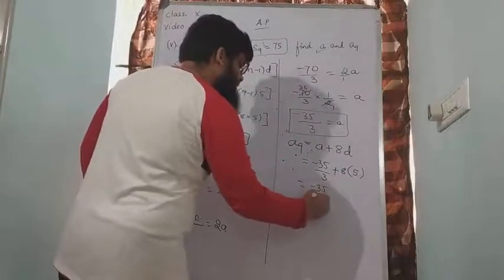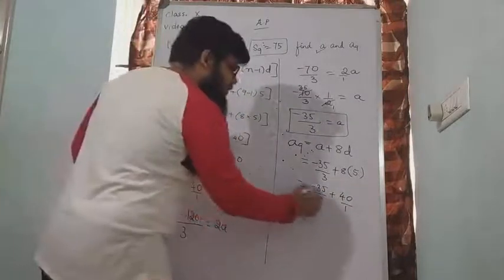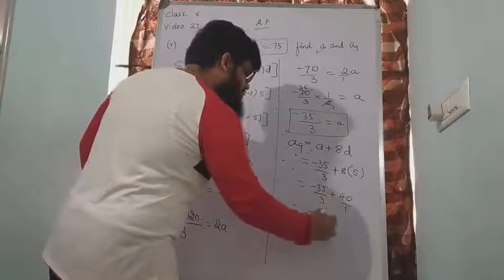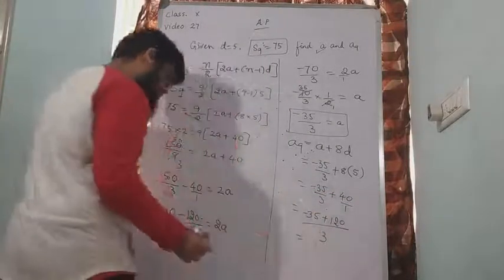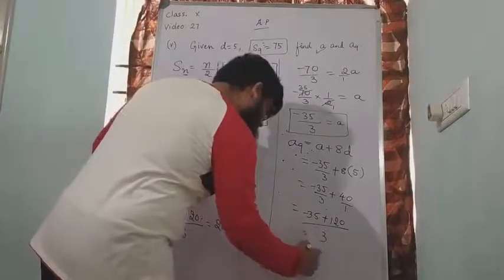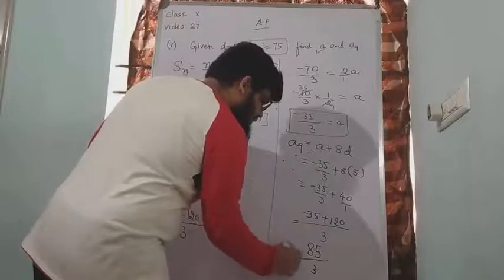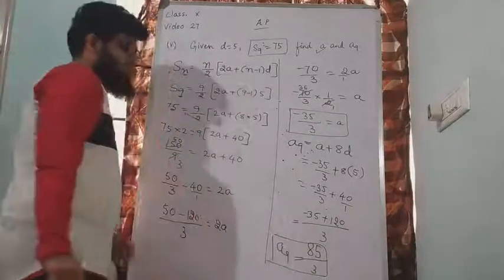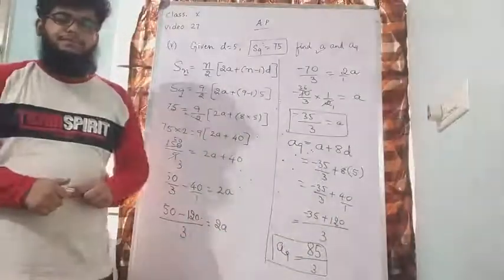Minus 35 by 3 plus 8 5s are 40. You can take it as 40 by 1. Minus 35 1s are minus 35 plus 40 into 3, 120 divided by 3. And minus 35 plus 120 is 85 divided by 3, and that is the value of A9. Minus into plus will be minus, and 120 minus 35 is 85.